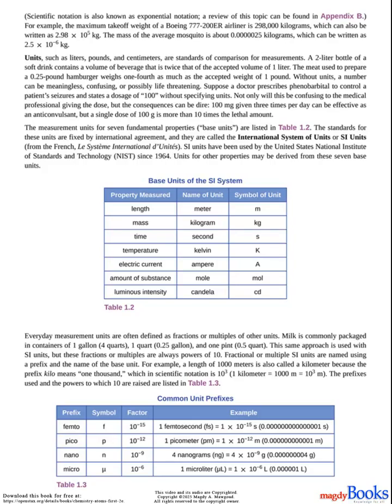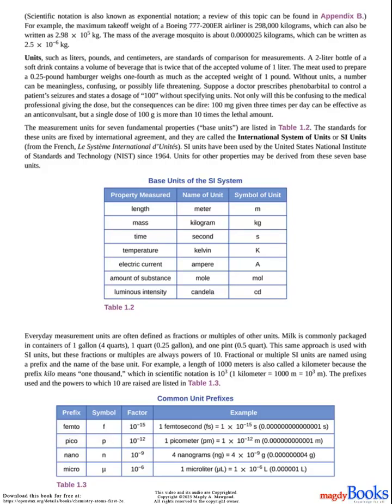Units, such as liters, pounds, and centimeters, are standards of comparison for measurements. A 2-liter bottle of a soft drink contains a volume of beverage that is twice that of the accepted volume of 1 liter. The meat used to prepare a 0.25-pound hamburger weighs 1/4 as much as the accepted weight of 1 pound. Without units, a number can be meaningless, confusing, or possibly life-threatening.